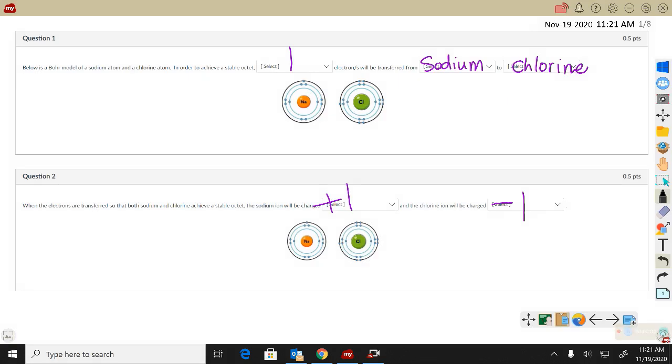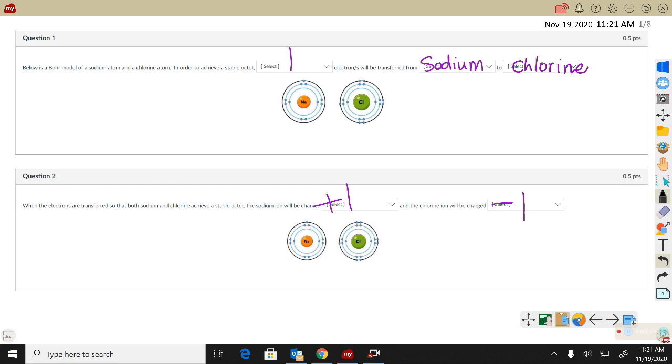Here's the quiz on ionic bonding and formula writing. And we've kind of said this might be one of the most important concepts of all first semester. It doesn't go away. Eventually, when we get into chemical reactions, we need to understand how these formulas are structured. And so in questions 1 and 2, we have some Bohr models.